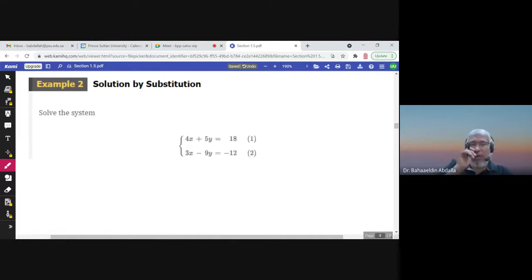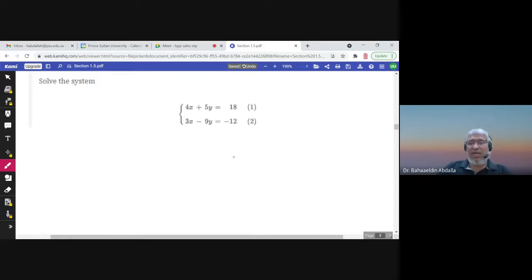So let us solve one question. If I look here, I have 4, 5, 3, 9. I have 3, 9, 12 in the second equation. So what if I divide the second equation by 3? If I divide the second equation by 3, I'll have x minus 9 over 3, that's 3y, equals -12 over 3, which is -4. And now the coefficient of x is 1, so I can actually solve this equation for x.